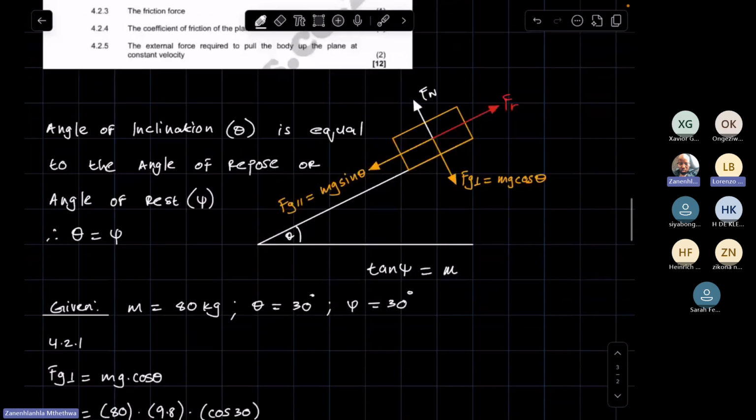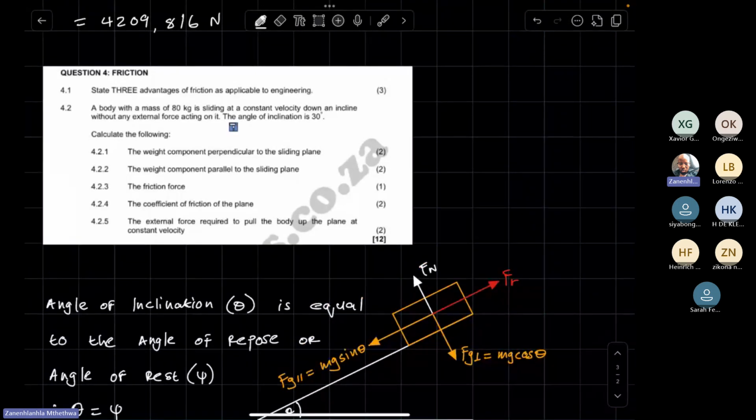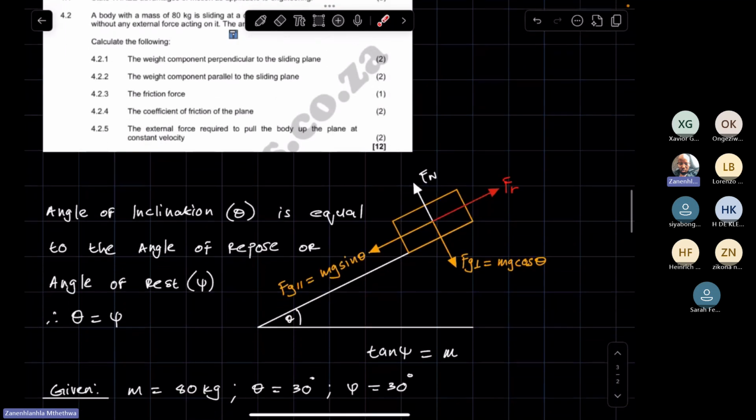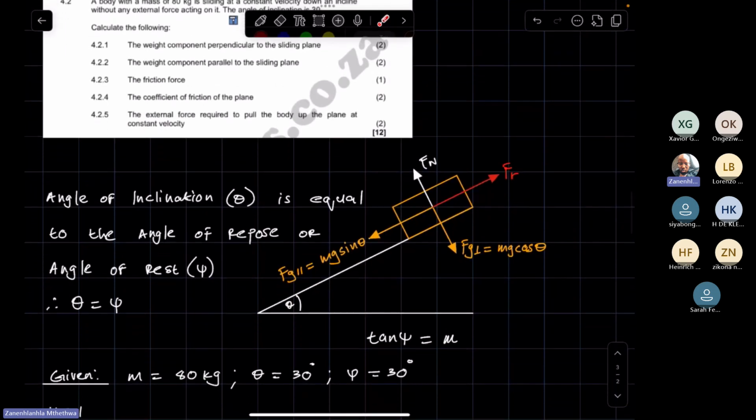4.2.3. Calculate the frictional force. Right. Now, what is the frictional force going to be equal to here? Look at your free body diagram, considering that this is moving at constant velocity. What is Fr going to be equal to? So the force of the parallel force.